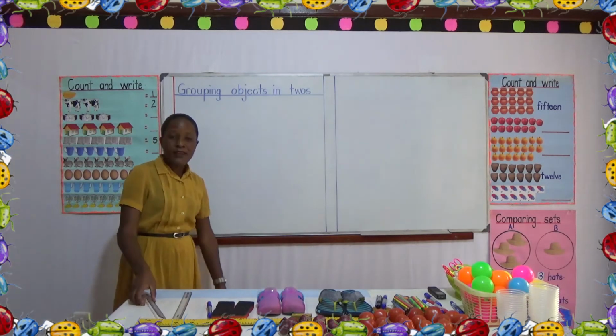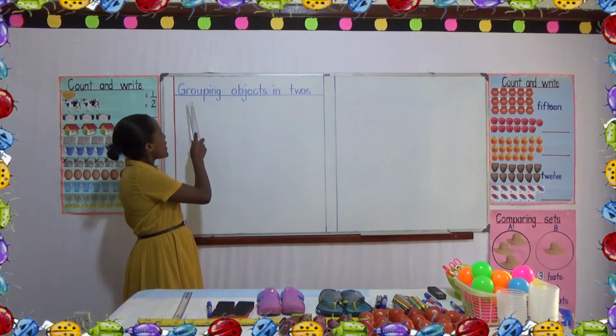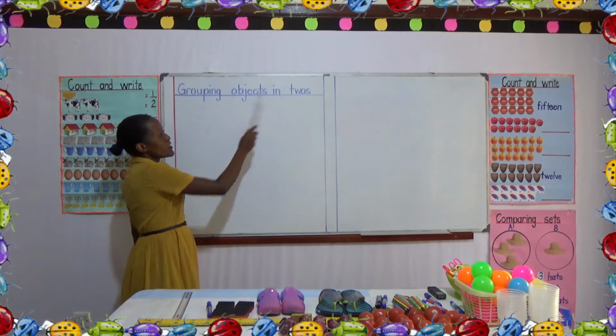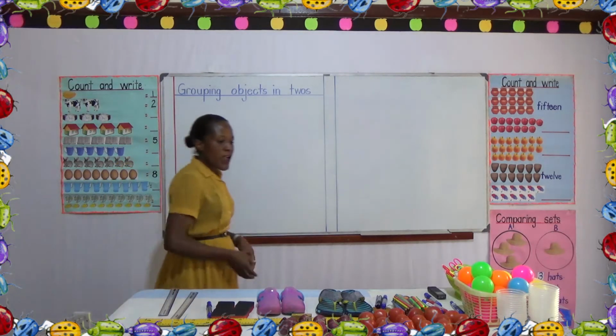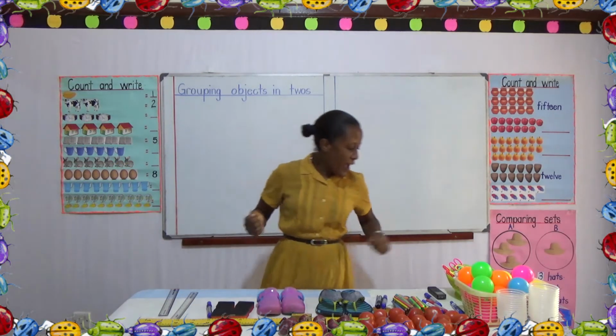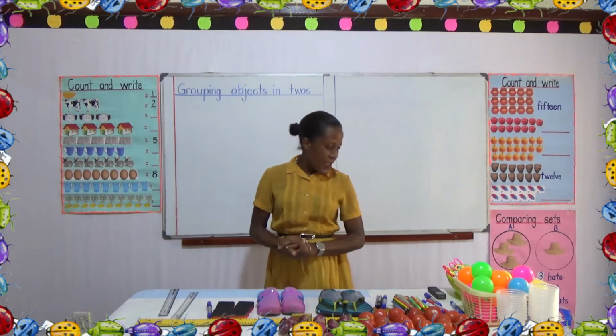Today, we are grouping objects in twos. And on my table here, I have so many things.